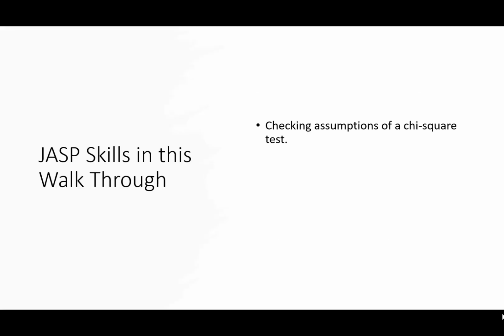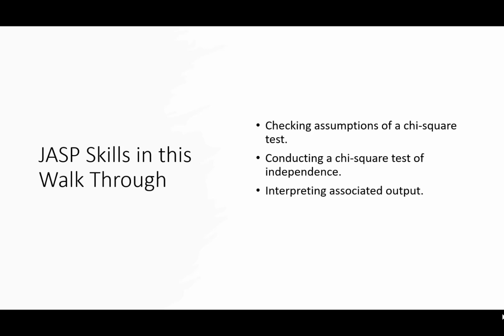The specific JASP skills that we'll learn are how to check your assumptions of a chi-square test, which is really only one main assumption of making sure your expected counts are greater than 5. We'll conduct the chi-square test of independence, and we'll interpret the associated output. We'll also work on how to compute an odds ratio that can be included in addition to an effect size to show a little bit more context on the direction of your relationship, such as, in this case, what's the odds of feeling unsafe if you are an immigrant or an illegal immigrant compared to a Latino citizen.